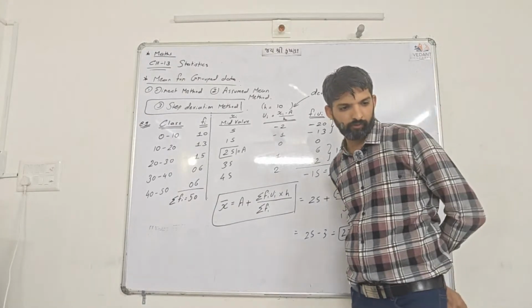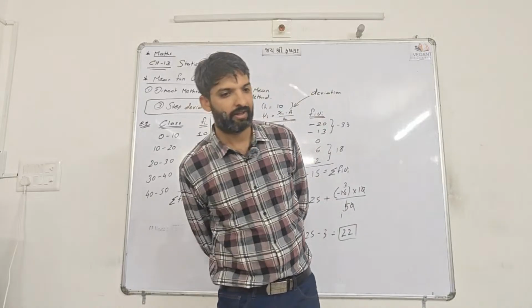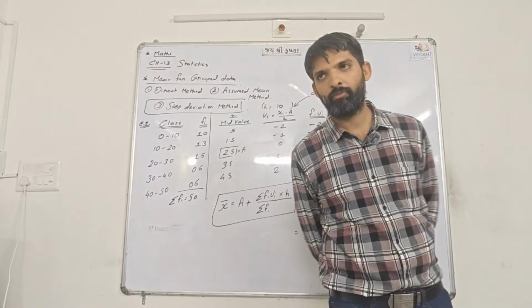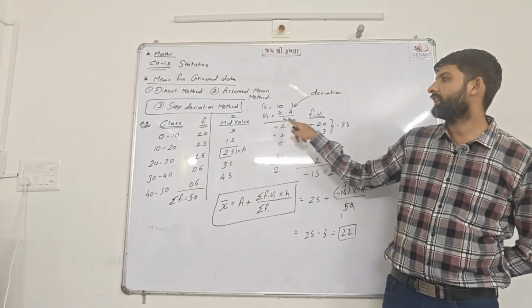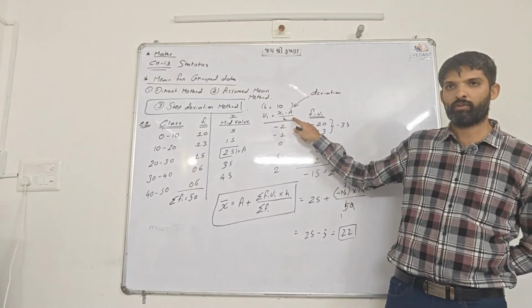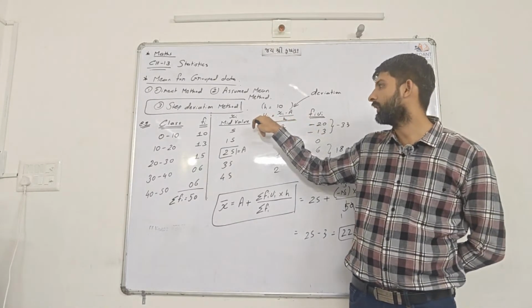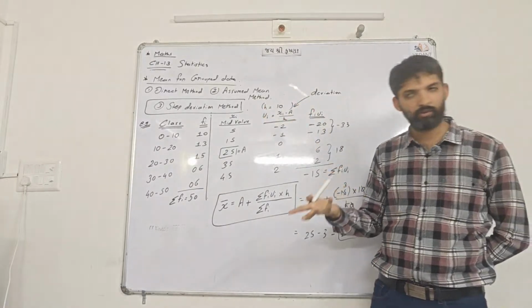What is the difference between ui and di? Nothing, they are the same, but in di we are not dividing by the class length. In ui we are. See, if you write di over here, it is the same thing.